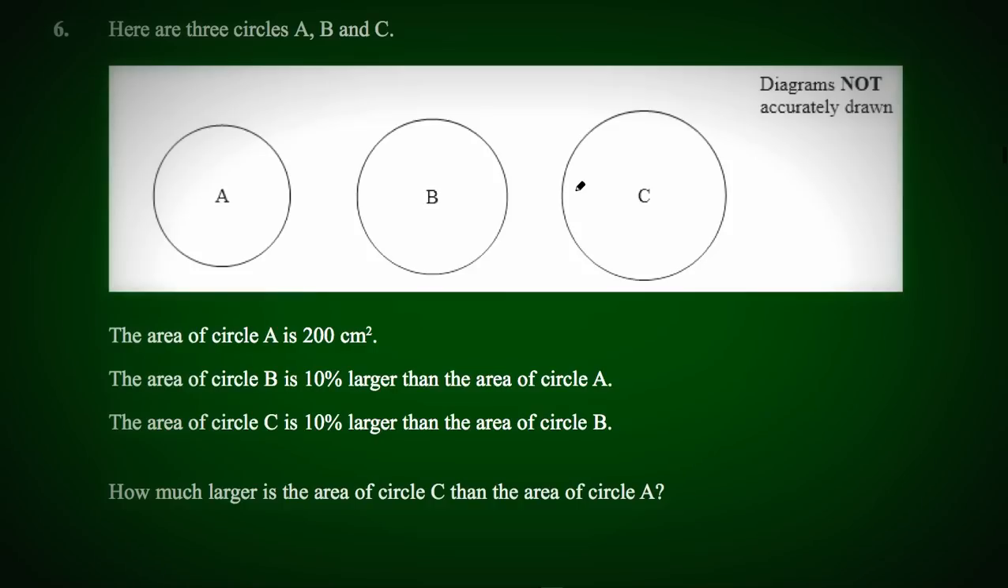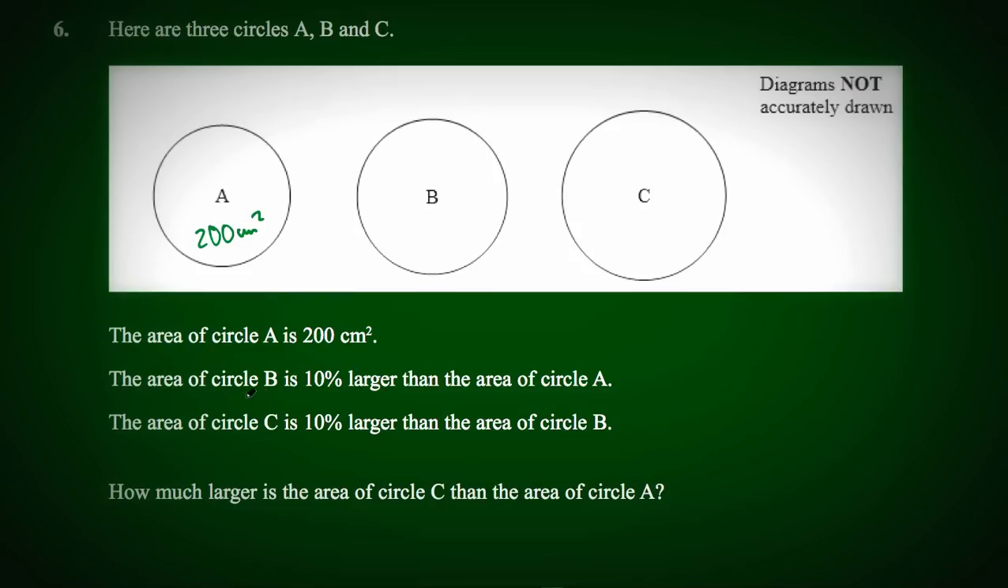Question 6. Here are 3 circles, A, B and C. Area of circle A is 200 centimeters squared. The area of circle B is 10% larger than the area of circle A, and the area of circle C is 10% larger than the area of circle B. How much larger is the area of circle C than the area of circle A?